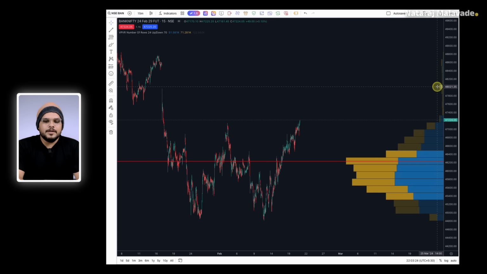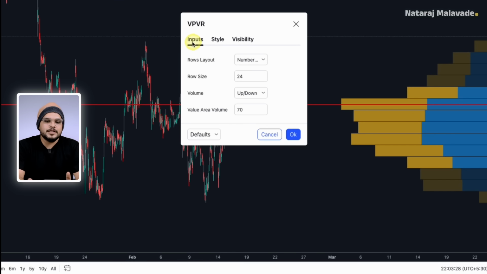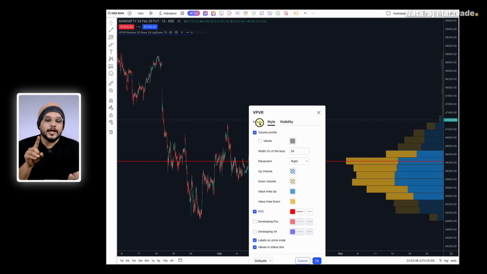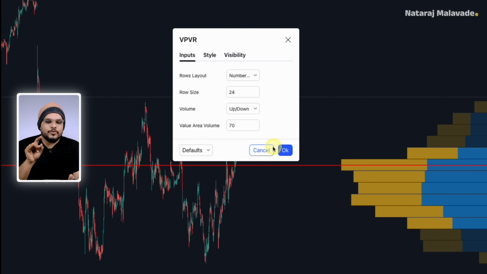Now, if I double click on this volume profile, I can access the inputs that have been given to calculate this volume profile. As you can see here, the style and visibility are all about how you want to see the histograms, but I don't want to talk about it at the moment. Let's focus on the input section, where we need to understand certain things. This is very important. These settings are also going to remain the same for other types of profiles as well. So that's why I'm going to discuss it in a detailed manner.